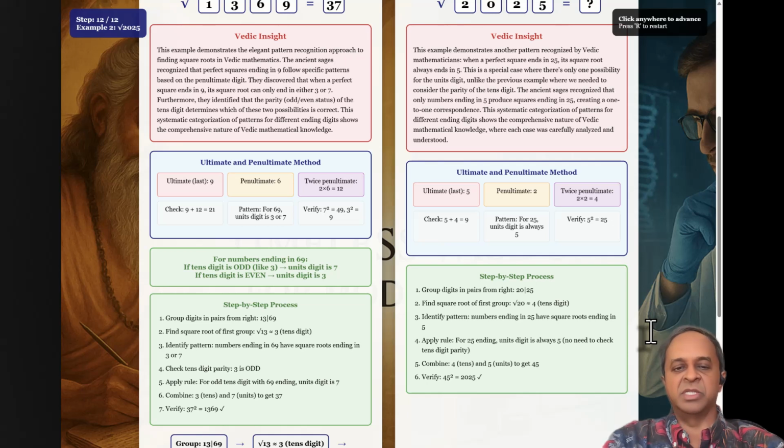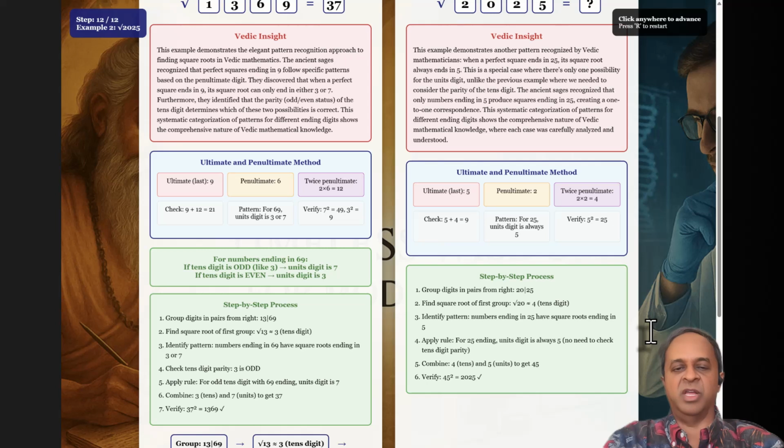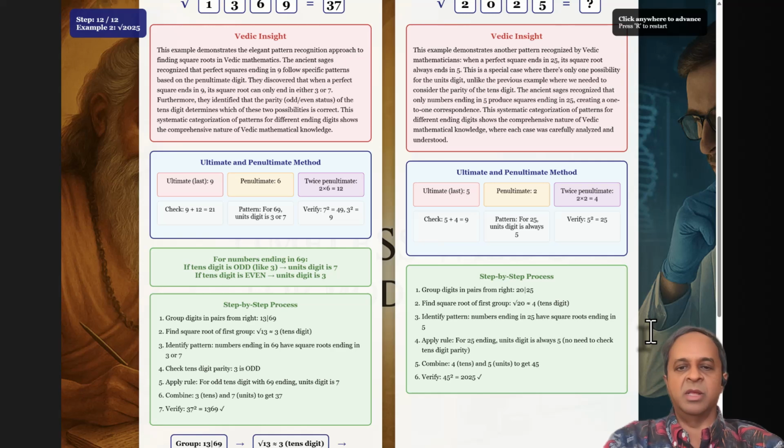The ancient sages understood that mathematics is not just about computation, but about discovering the underlying harmony and structure of numbers. As we have seen with both examples, once you understand these patterns, finding square roots becomes a matter of recognizing rather than calculating. You stimulate that part of your brain to recognize the patterns and then find solutions. This is a hallmark of the elegant efficiency that characterizes Vedic mathematics.